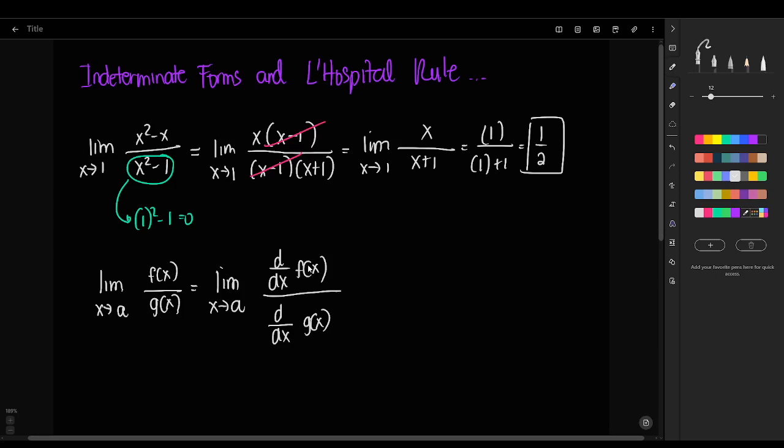And then you perform here, you plug in directly the value of your x here, which is a, no? And you can get the value. So let's try that one into our given example here.